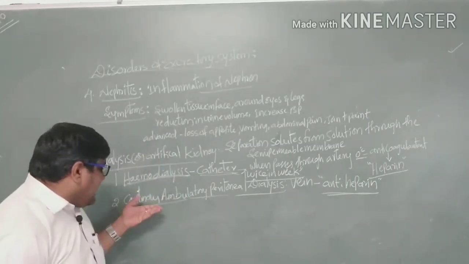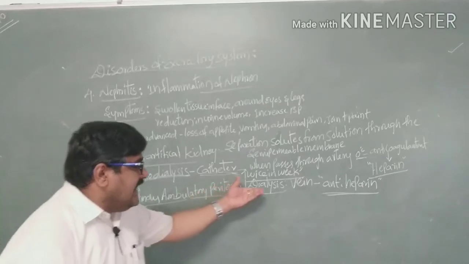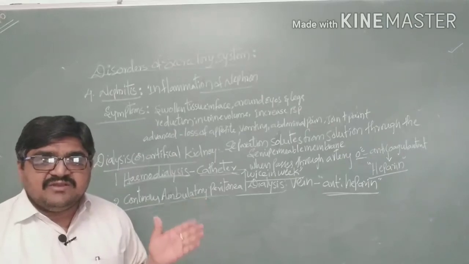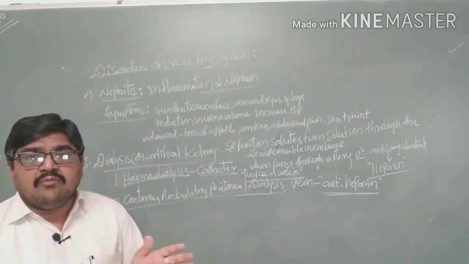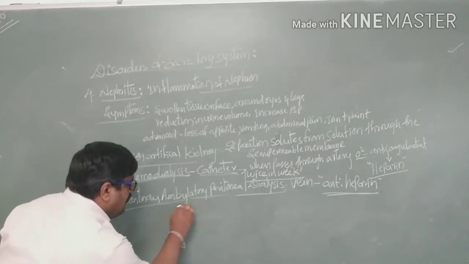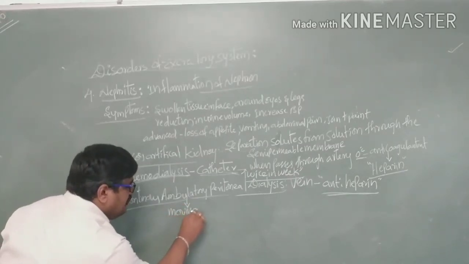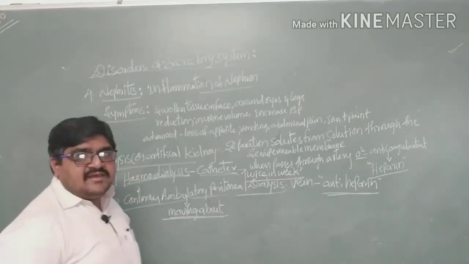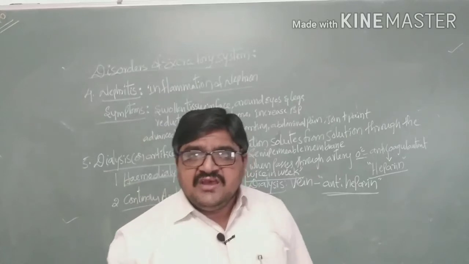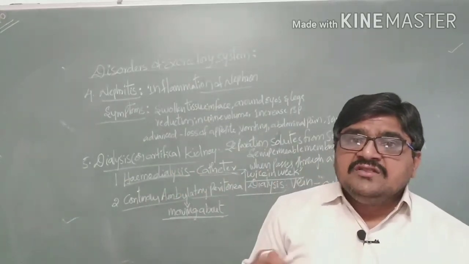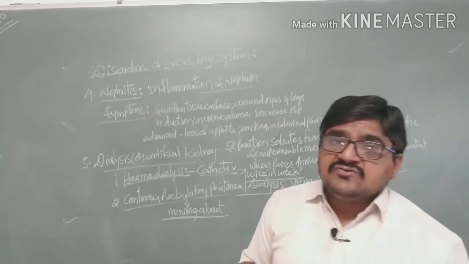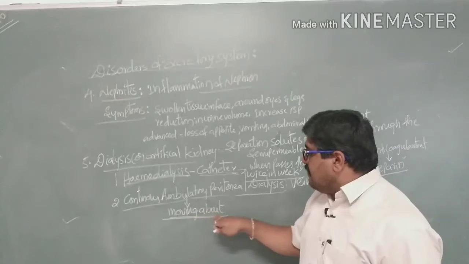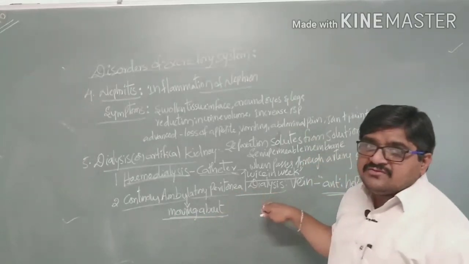And the second one is continuous ambulatory peritoneal dialysis. Continuous means regularly. Ambulatory means moving about. That means wherever you go, this process continues, separating the waste materials from the body, so it is called continuous ambulatory peritoneal dialysis, that is through the peritoneum.